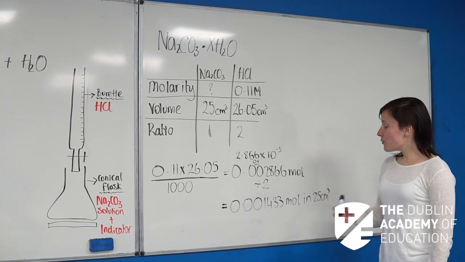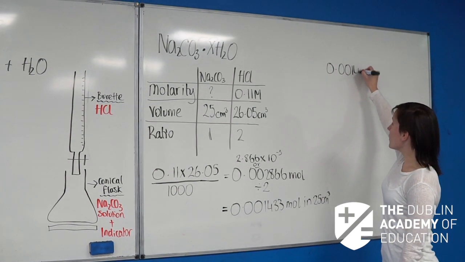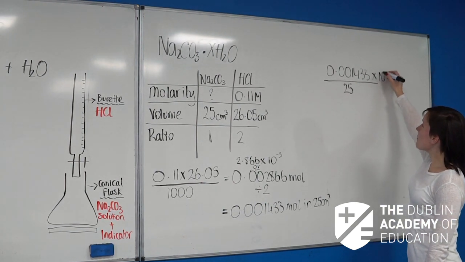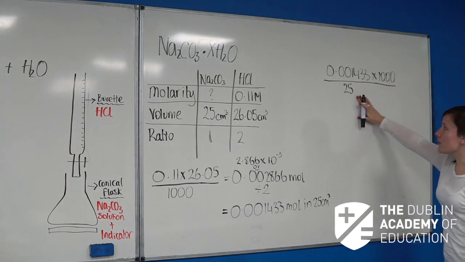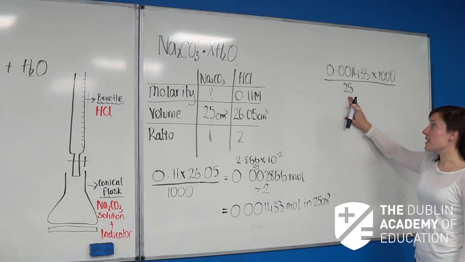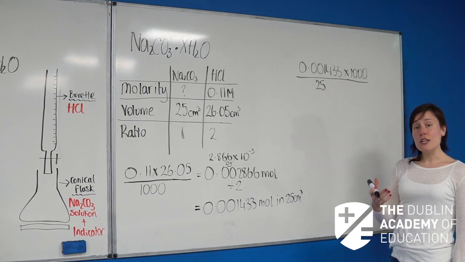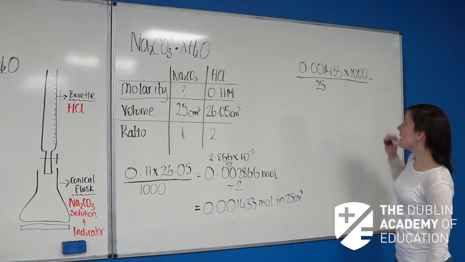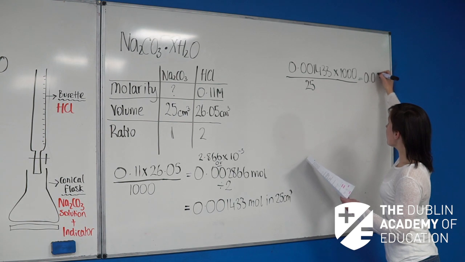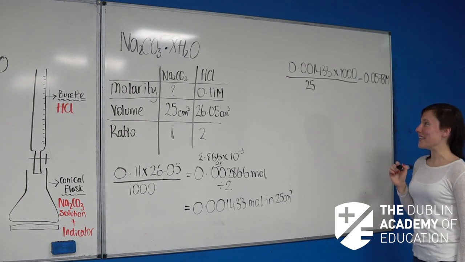So we're going to take that figure, 0.001433, divide it by 25, and then multiply by 1,000. Let me just explain why we're doing those two steps. We're dividing by 25 so that we know the number of moles in 1 centimetre cubed of our solution, and then we're multiplying by 1,000 so that we know the number of moles in a litre. So our answer to that is 0.0573 moles per litre.